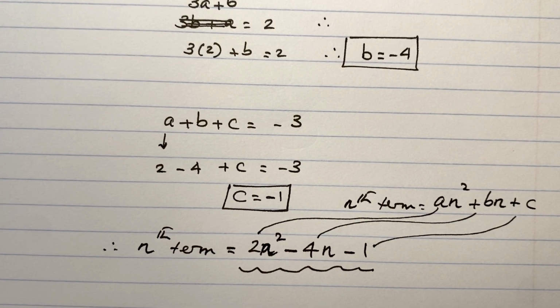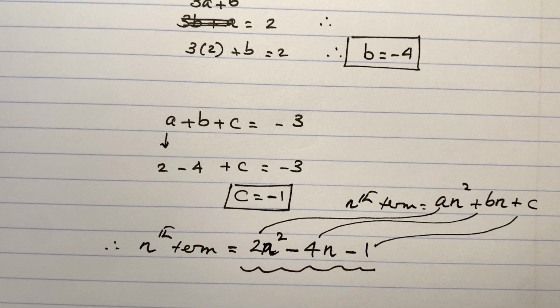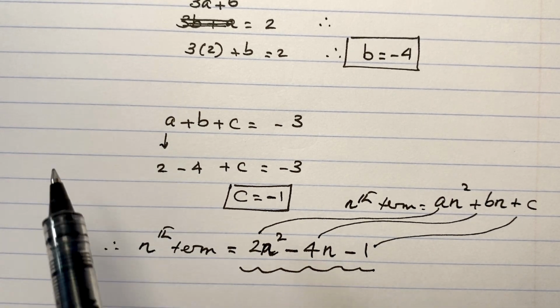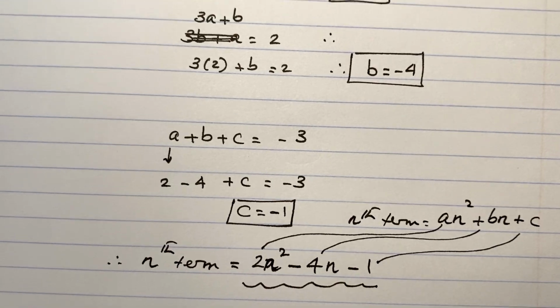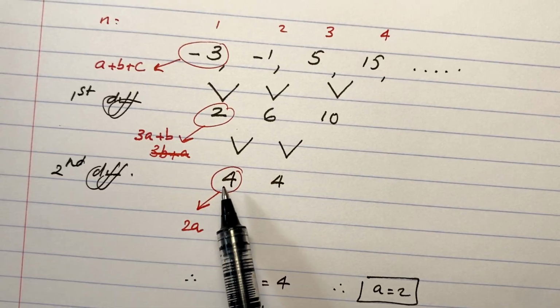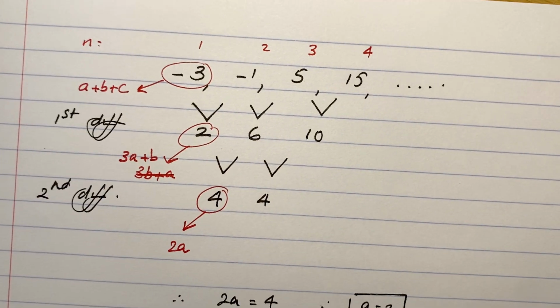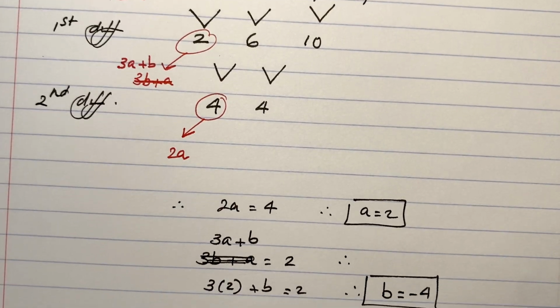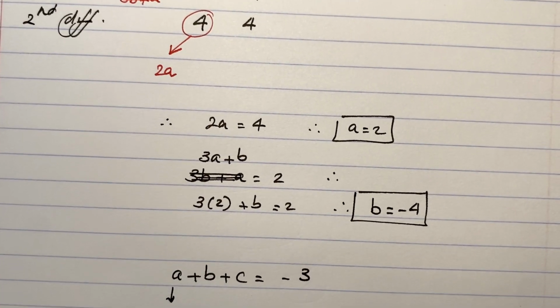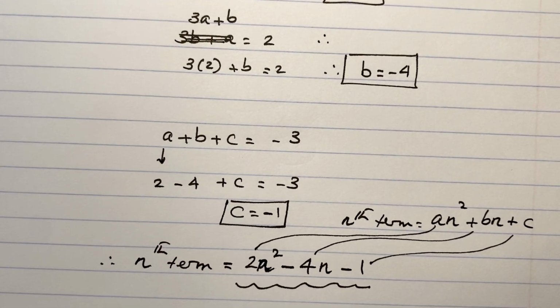That concludes our lesson on the quadratic nth term of a sequence using both methods. One by achieving every step. The second one was actually remembering these numbers represent 2a, 3a plus b, and a plus b plus c. I hope you've enjoyed your lesson. My aim is to make your maths lessons as enjoyable as possible.